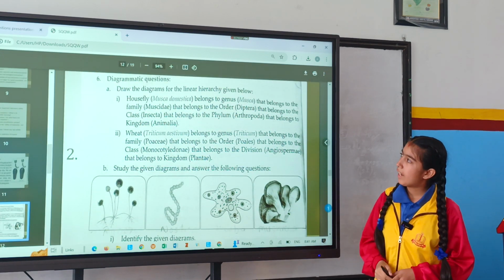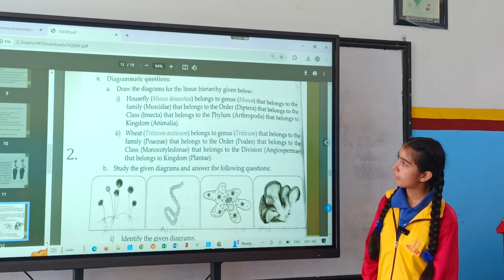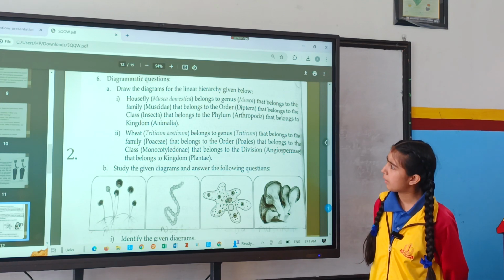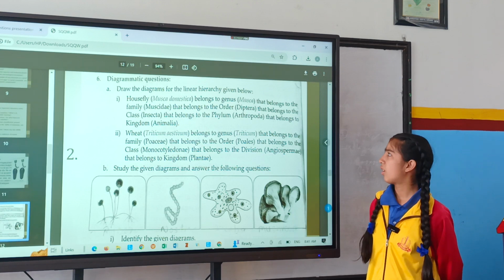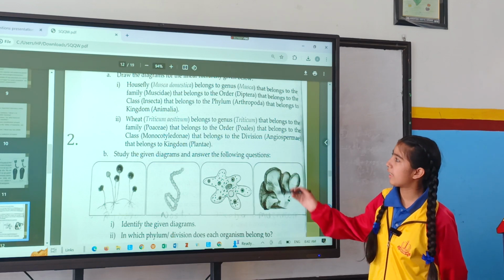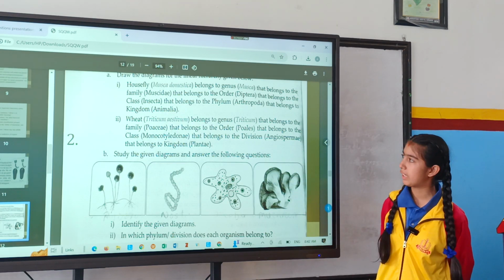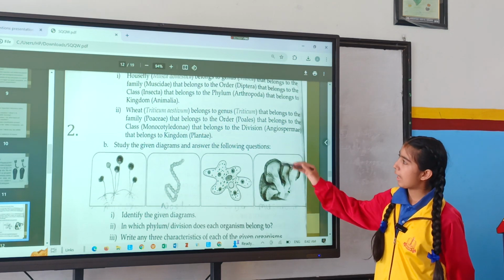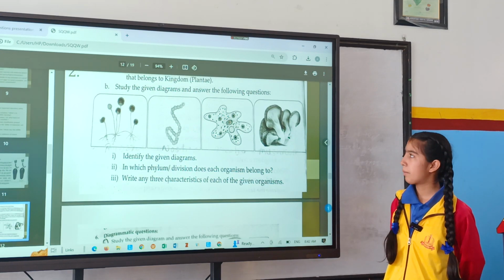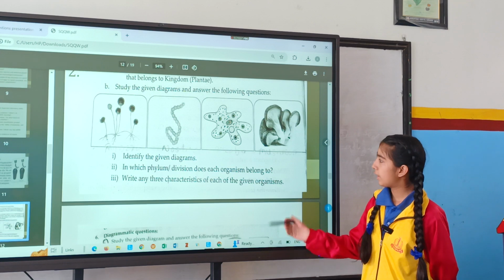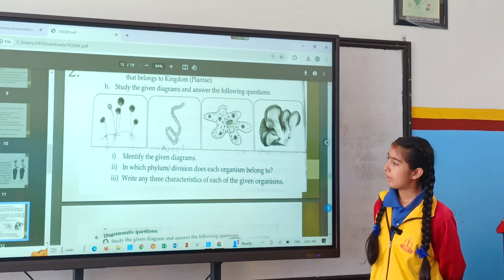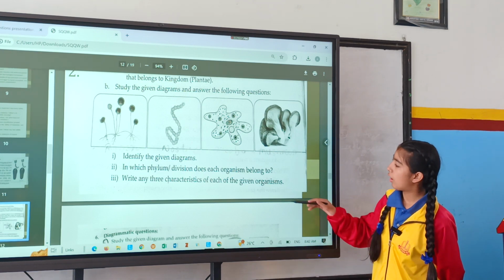Next question. Draw the diagrams for the linear hierarchy given below. Housefly belongs to genus Musca, that belongs to the family Muscidae, that belongs to the order Diptera, that belongs to the class Insecta, that belongs to the phylum Arthropoda, and that belongs to the kingdom Animalia. So you should draw this, and in wheat also. And the next question is: study the given diagrams and answer the following questions. Identify the given diagrams, in which phylum or division each organism belongs to, and write any three characteristics of each of the given organisms.